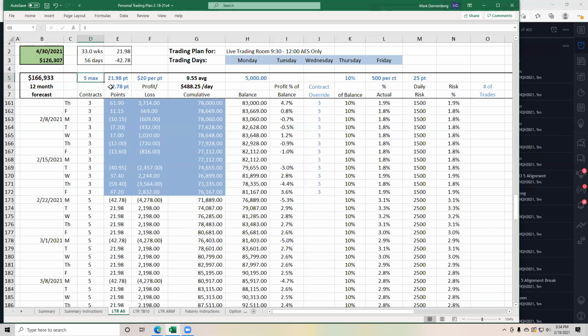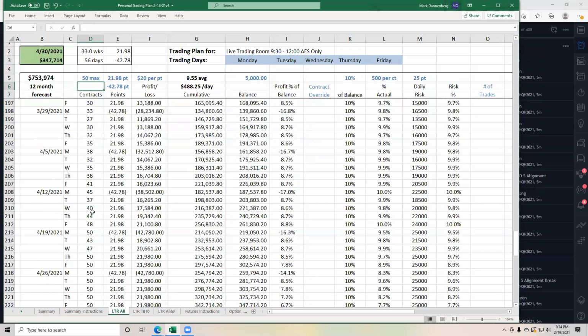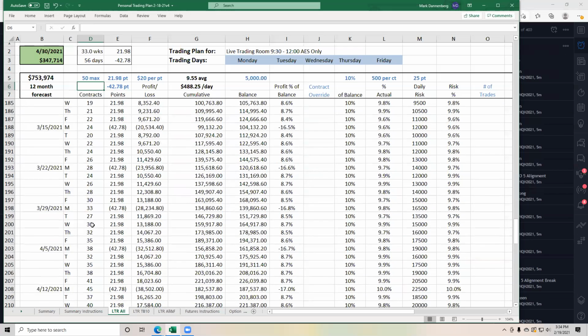Now, I'm going to exaggerate this here just to make an example. If I put 50 contracts, which I would never recommend, I do not recommend this. I'm only showing this as an example to show how the personal trading plan will help you. It will not immediately scale you up to 50 contracts. It's only going to scale you up to 50 contracts when there is a value in the account that supports the margin requirement for 50 contracts.